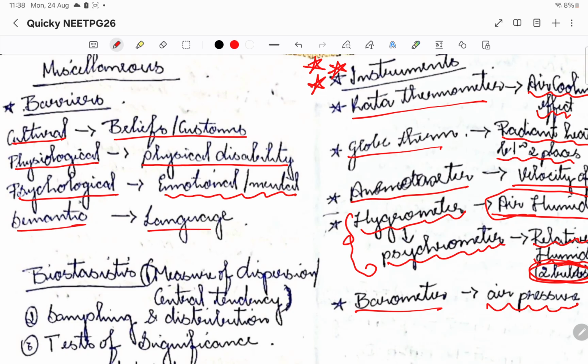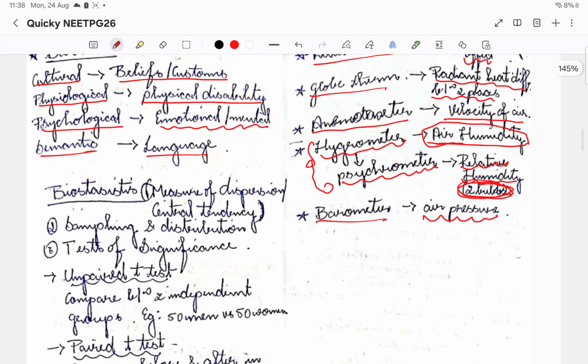Then semantic is language barrier. Suppose I will be speaking Tamil, but he's a Hindi guy, so we wouldn't be able to connect, right? So this is semantic barrier. These are the types of barrier.